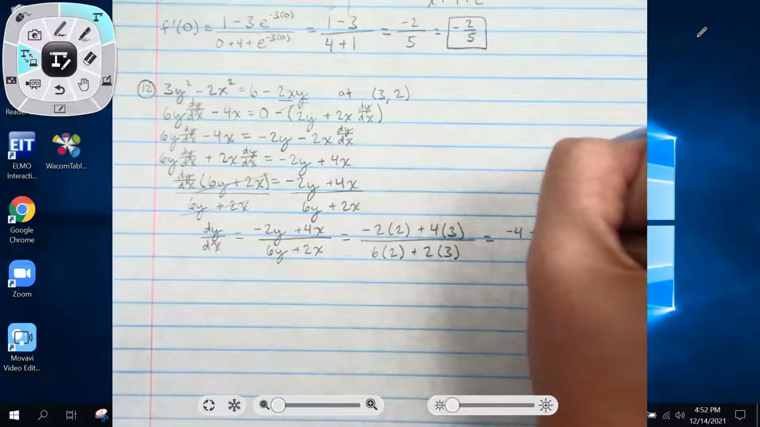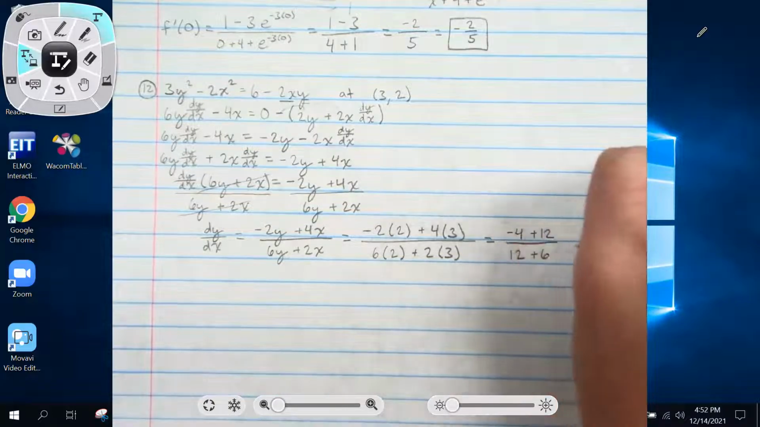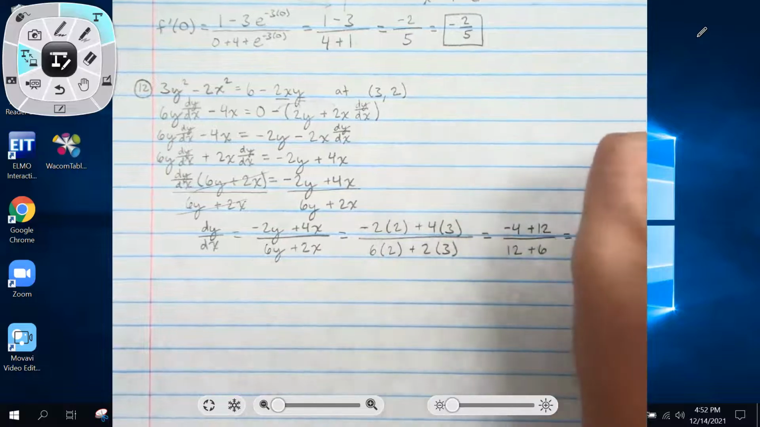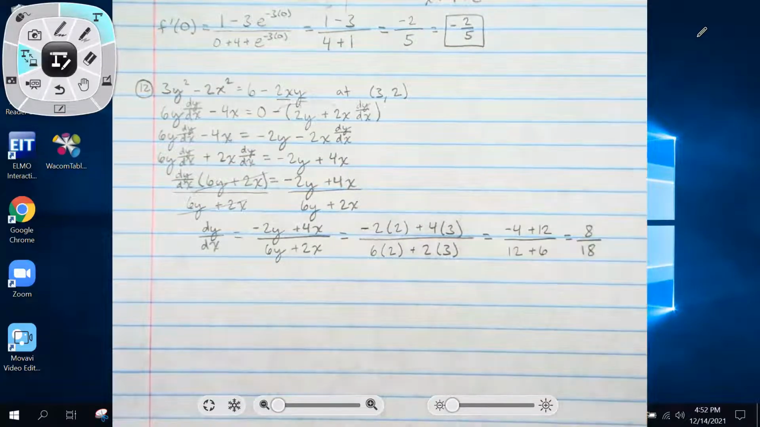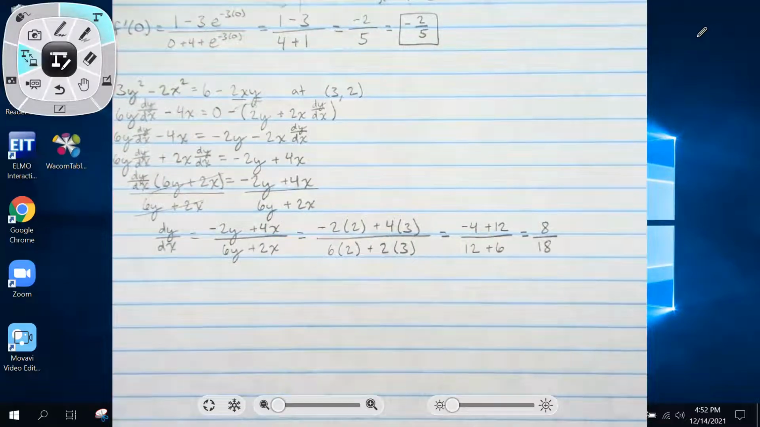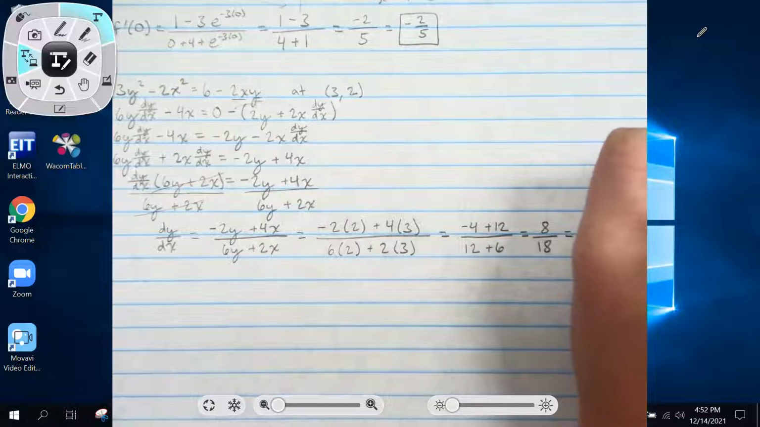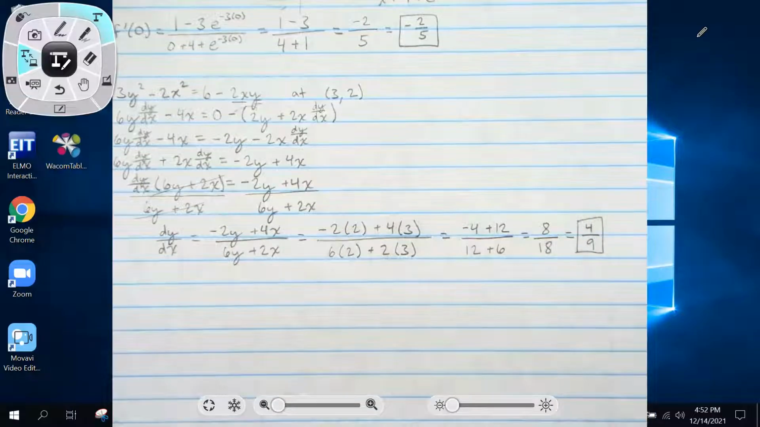Get negative 4 plus 12 over 12 plus 6. Negative 4 plus 12 is 8. 12 plus 6 is 18. 18 over 8 can be simplified to 9 over 4, which is choice B.